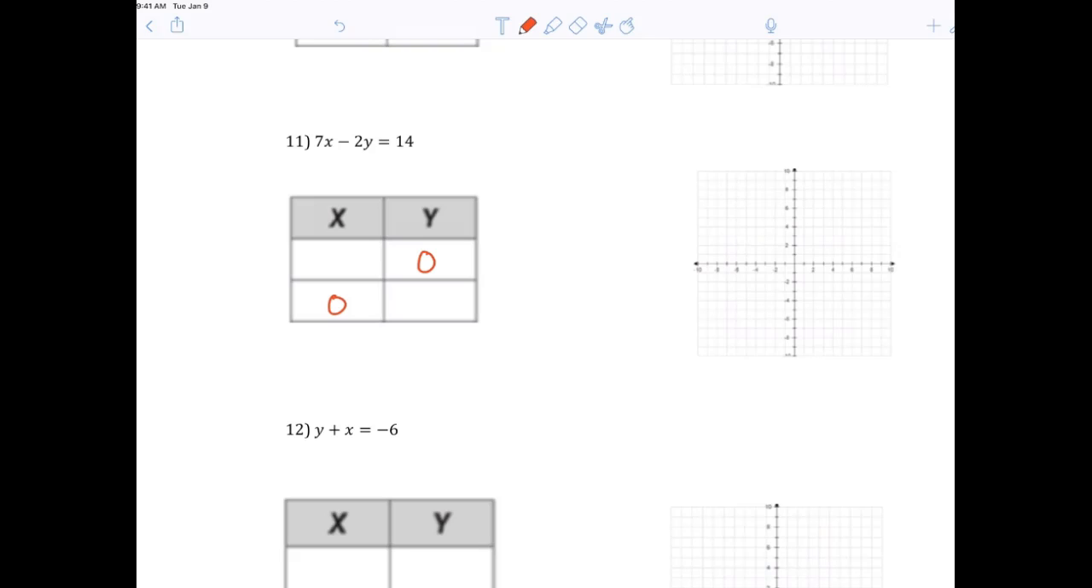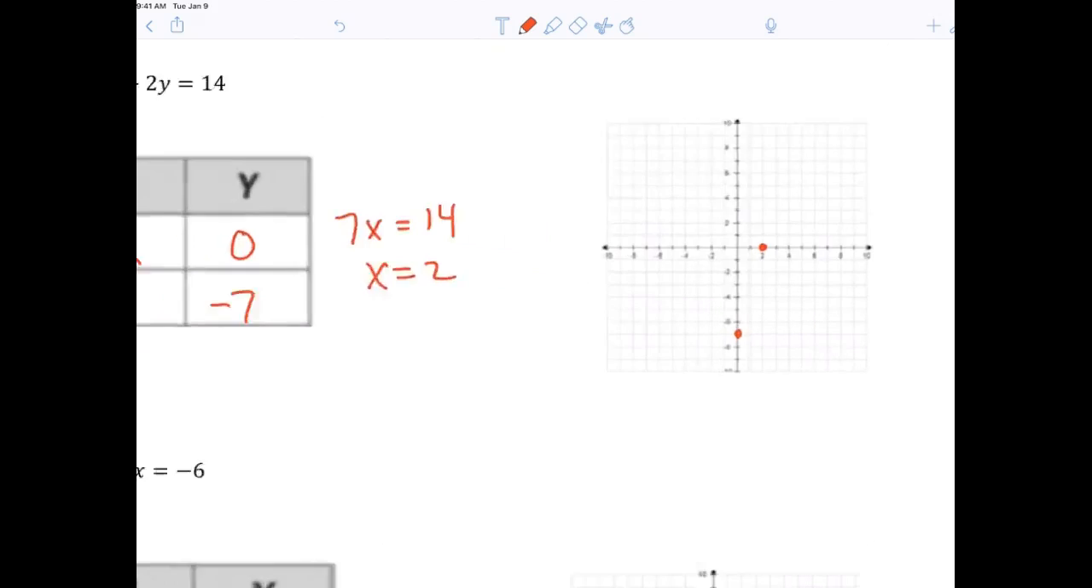If you plug 0 in for y, I get 7x equals 14. So what's true? X equals 2. If I plug 0 in for x, I get negative 2y equals 14. So y equals what? Negative 7. So now let's graph 2, 0, and 0, negative 7.